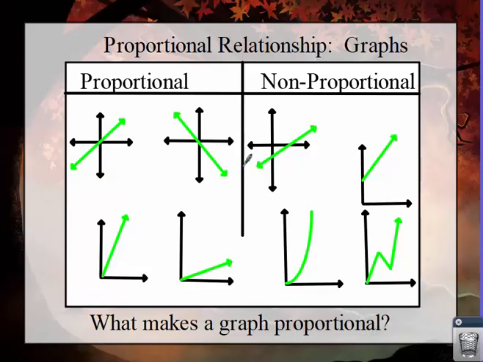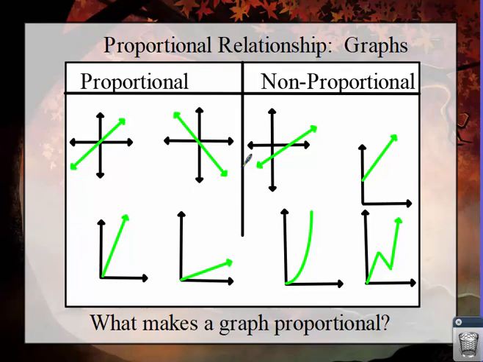Okay, so here is some examples of graphs that are proportional and graphs that are not proportional. So take a moment to look at the left-hand side, the proportional side. Do you notice anything in common between all of those graphs? Take a moment to jot that down. Okay, now I'm hoping that you notice two things about the proportional graphs. One, they're all lines. Two, they all go through the origin.